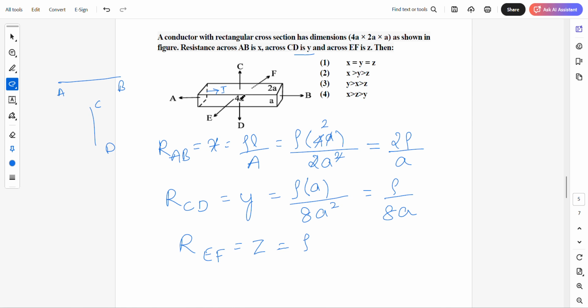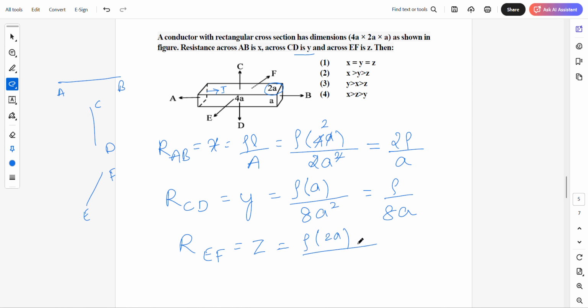2A. Okay, EF is like this. This is E, this is F. Understood? How much is the length for that one? Length, that is 2A.